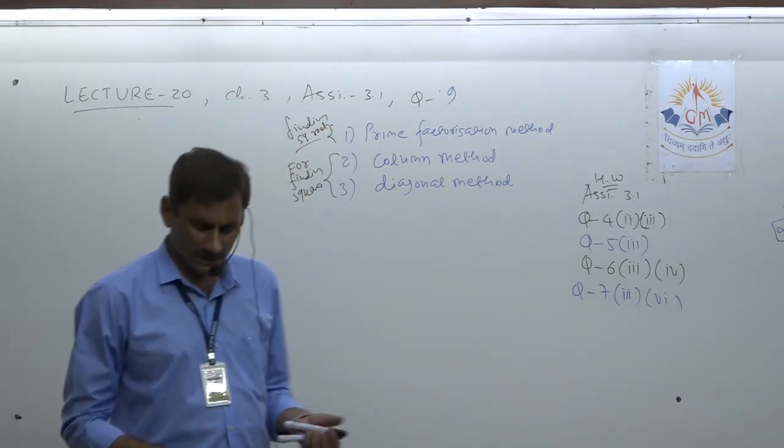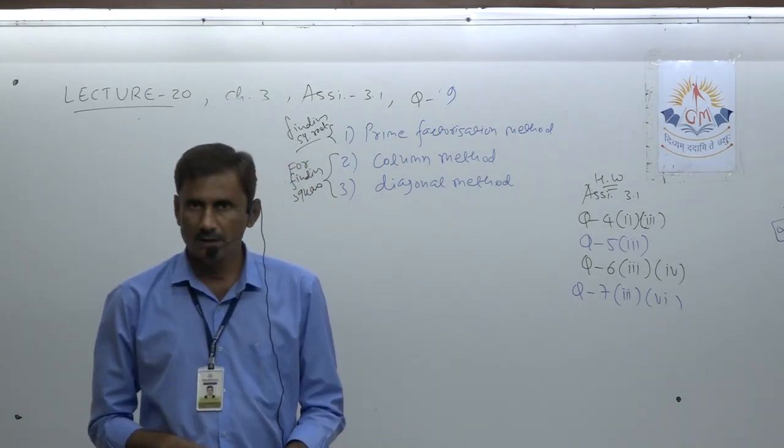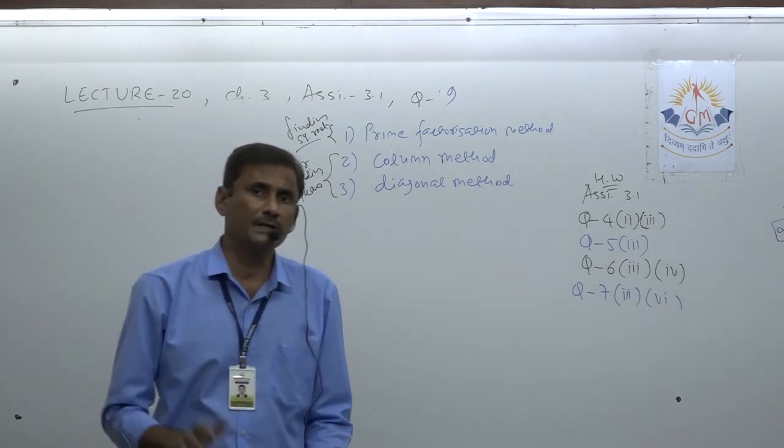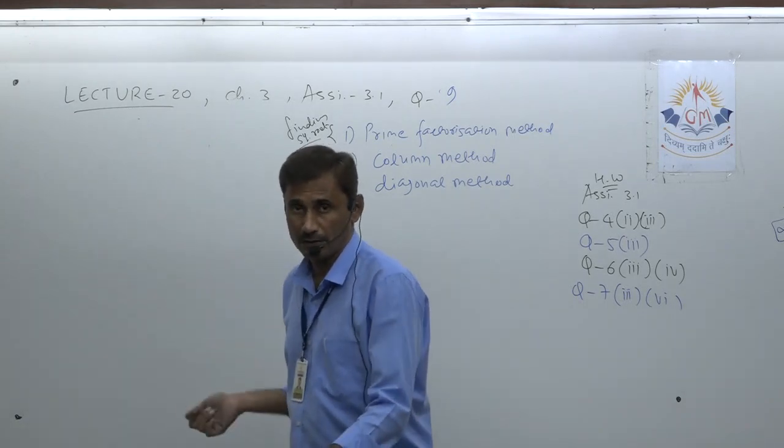Okay, so for finding squares we have two methods. You can find it manually also, that is a different thing. But by a particular method, we have the column and diagonal methods, two methods.